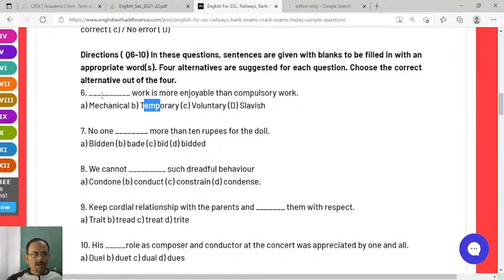Dash work is more enjoyable than compulsory work. Is it mechanical, temporary, voluntary, or slavish? So which one do you think is the correct word? Question number 6.